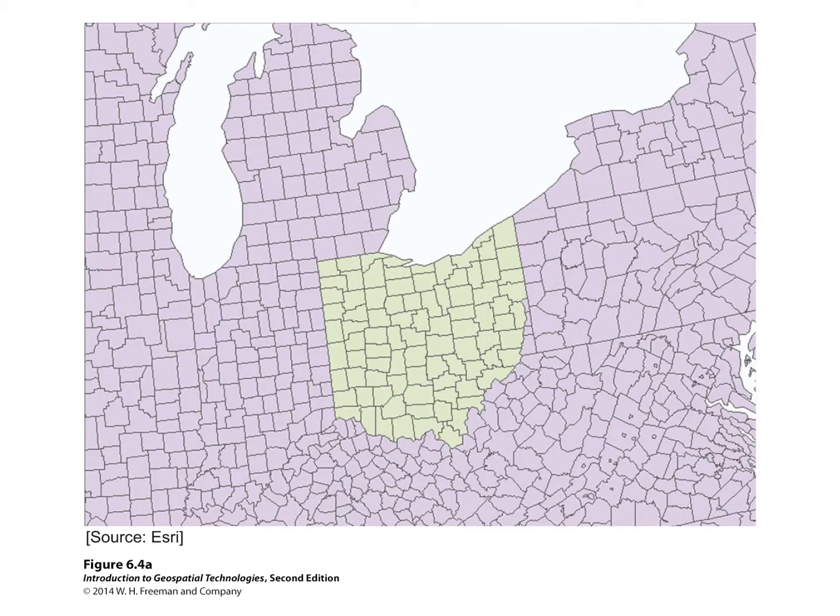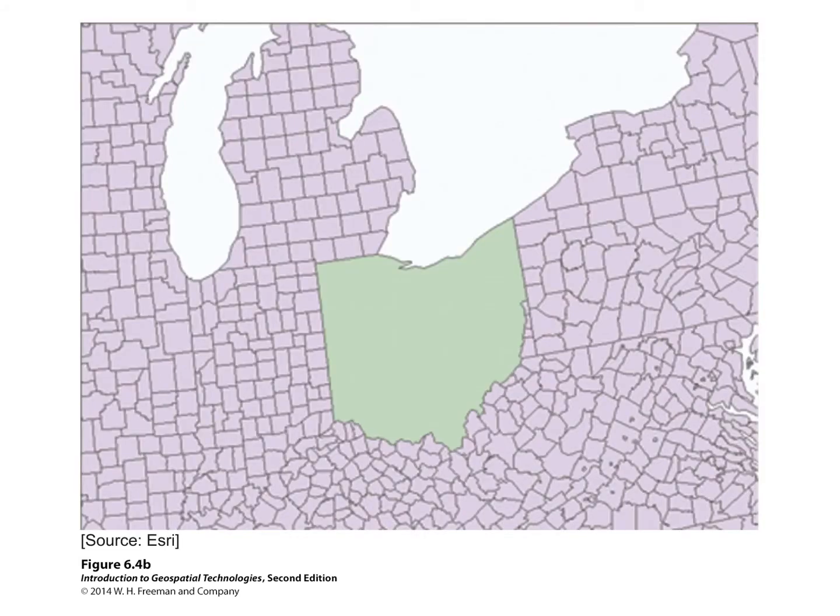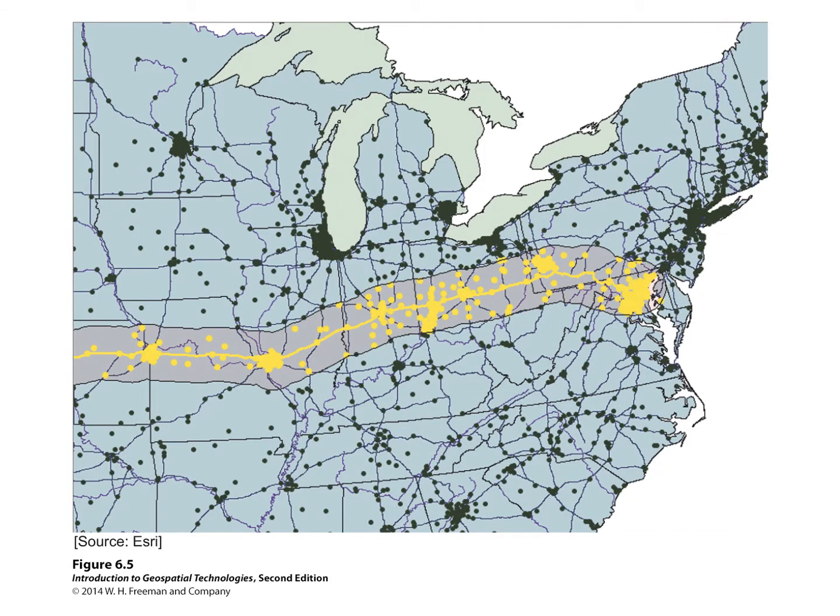Here's a nice example of county data for, I believe this is Ohio. And you can see each of the counties, but what if you don't want the counties? What if you want Ohio? Well, I talked about dissolving. If you dissolve based on the state field, you would get the polygon of Ohio. Within a buffer, you can select spatially. Here we're selecting all these cities that fall within a certain distance of a highway.